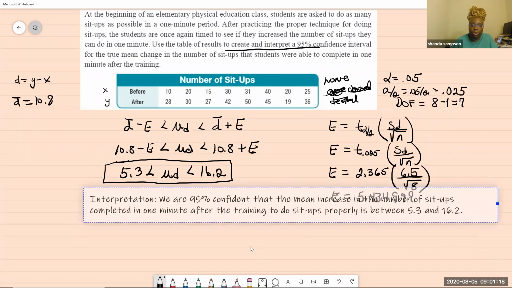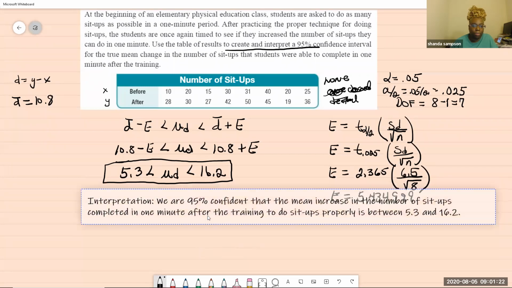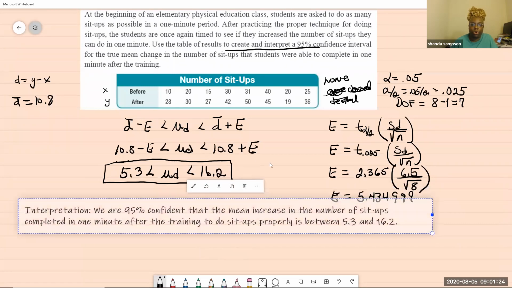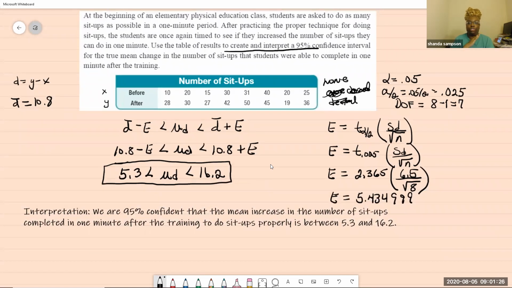I don't want to constantly make it longer. So that's your confidence interval and that's your interpretation. And you have done a confidence interval for 2 samples where sigma is unknown, and we are doing dependent samples. So that's how you run through your problems.